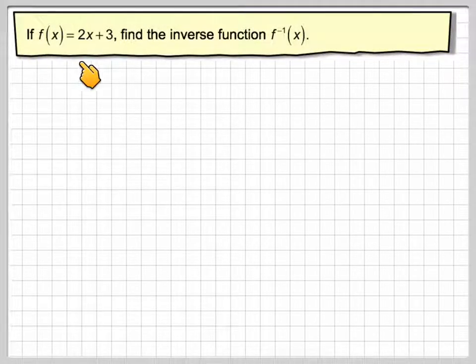If f of x is equal to 2x plus 3, find the inverse function, which we write as f to the minus 1 of x. So we've got f of x is equal to 2x plus 3. Now what do we mean by the inverse function? Let's have a look at the following.